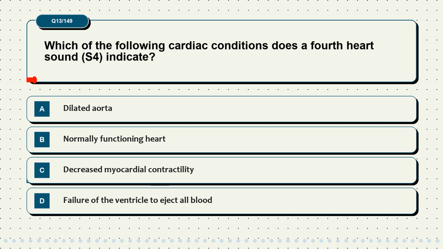Question 13. Which of the following cardiac conditions does a fourth heart sound, S4, indicate? Here are the options. Option A, dilated aorta. Option B, normally functioning heart. Option C, decreased myocardial contractility. Option D, failure of the ventricle to eject all blood.